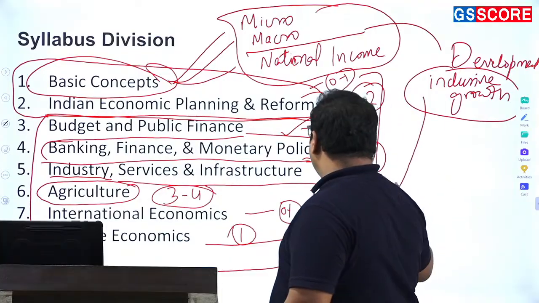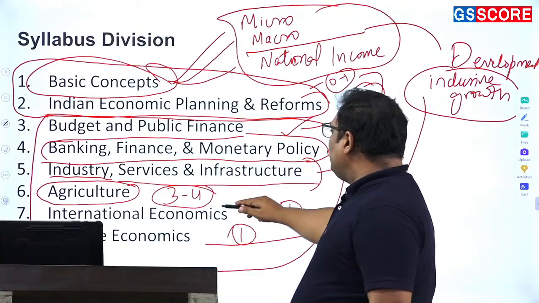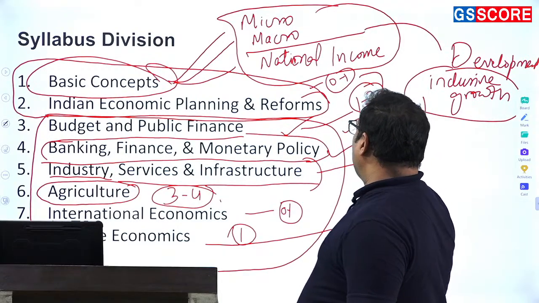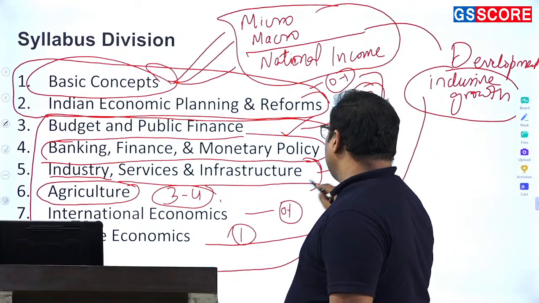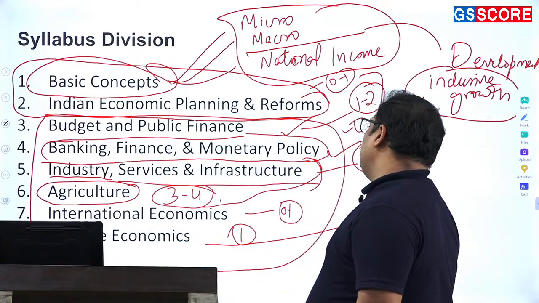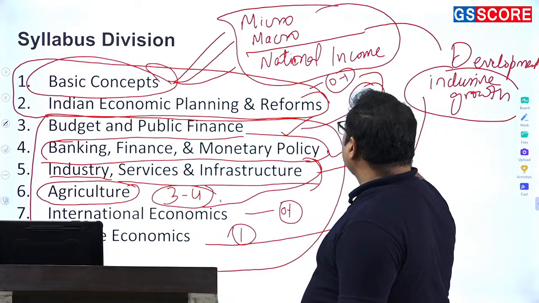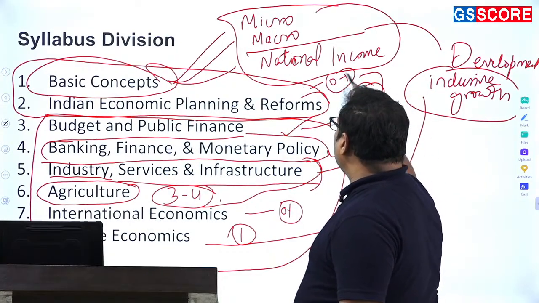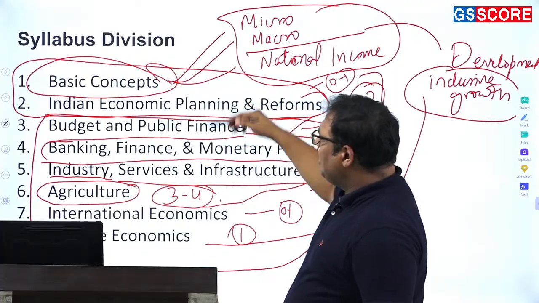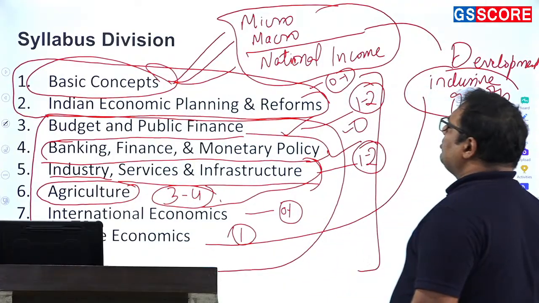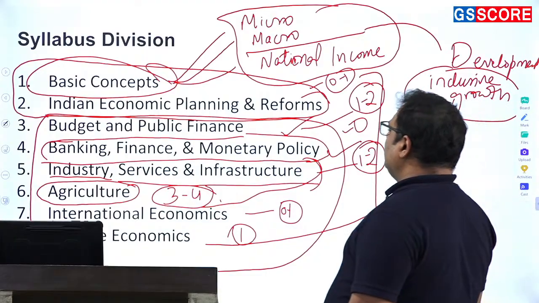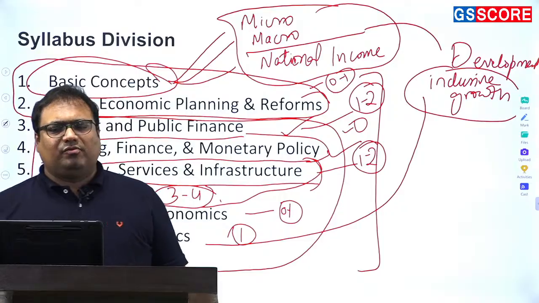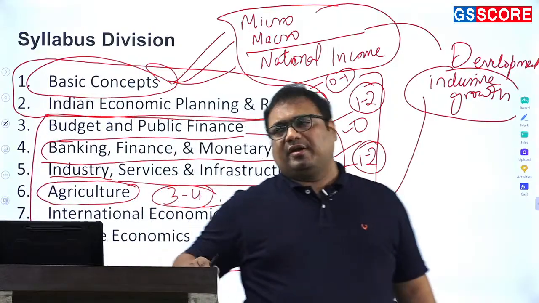In total, 8 questions to 9 questions. 3 to 4 questions in agriculture, 1 to 2 questions in industry, infrastructure. So about 5 to 6 questions from these 2 areas, the sectors of Indian economy. And about, let's say, 1 to 2 questions, or let's say up to 2 questions from these first 3 areas: planning, reforms, budget, public finance, and basic concepts. And then 1 or 2 questions from the remaining topics. That is how we are getting question being framed right now.